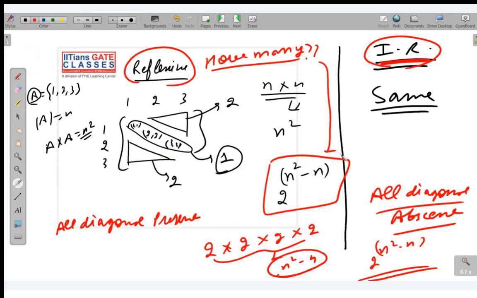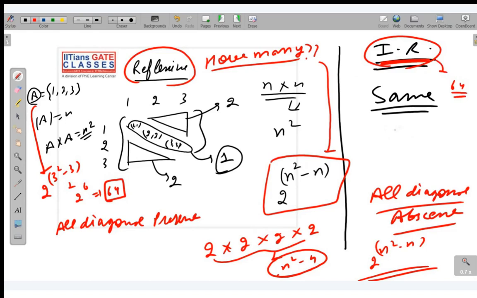Sometimes they will ask a direct question, like A is having 3 elements: 1, 2, 3. How many reflexive relations are possible? So you will say 2 power 3 square minus 3, that means 2 power 9 minus 3, that is 2 power 6, which is 64. So 64 is the answer. Similarly, irreflexive also 64. Same.